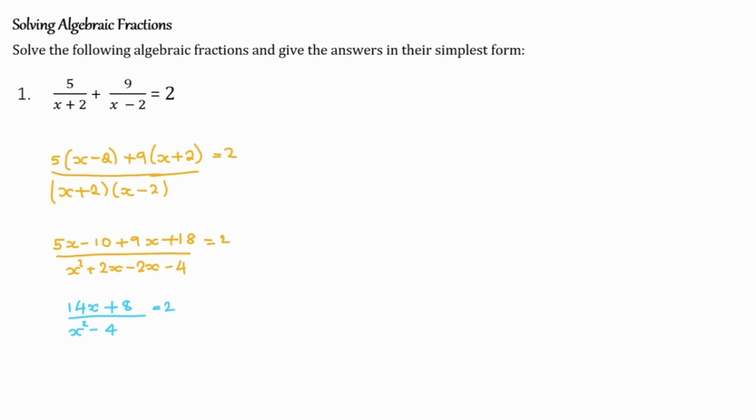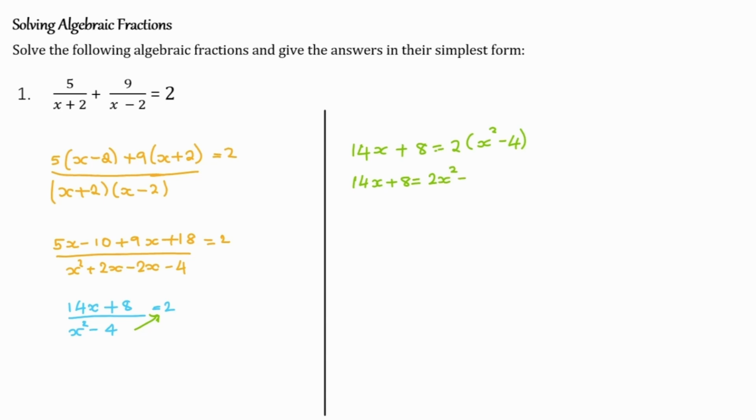We then want to get rid of the denominator, so we can create a linear equation, and we can do this by cross multiplying. So we will have 14x plus 8 is equal to 2 multiplied by x squared minus 4. If we expand that, we will have 14x plus 8 is equal to 2x squared minus 8. If we then move everything onto just one side, we can see that we can create a quadratic equation because we've got an x squared term, an x term, and also a number term.